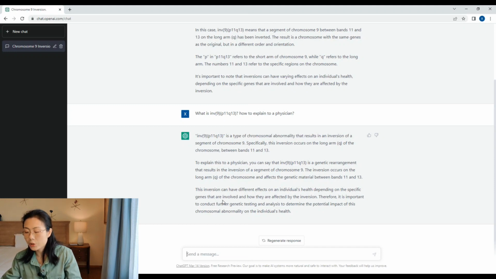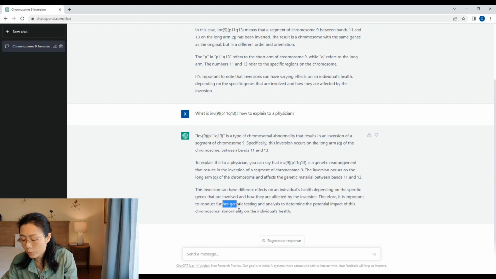So, as I mentioned at the beginning, the consensus among experts is that this inversion is benign. It has no phenotypic consequence on the carrier individual. But for a general doctor to know that this can happen, and it may have health consequences depending on what genes are involved, I think this is okay. And it does point to further genetic testing.